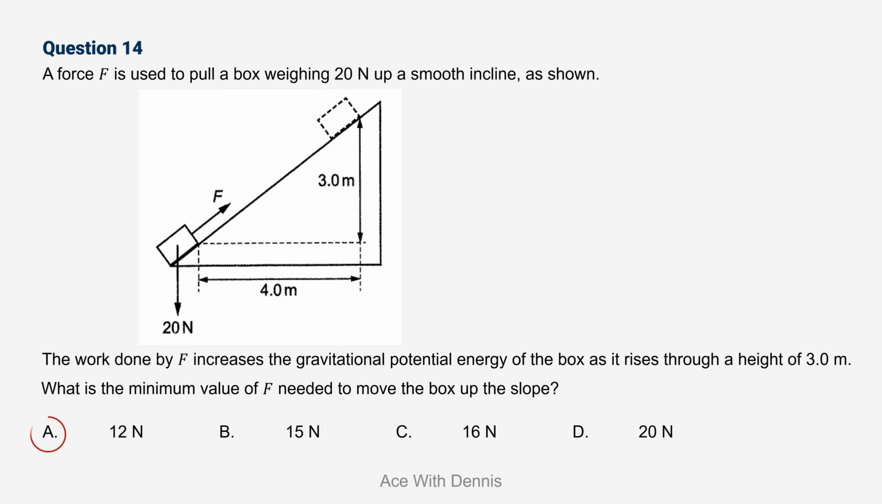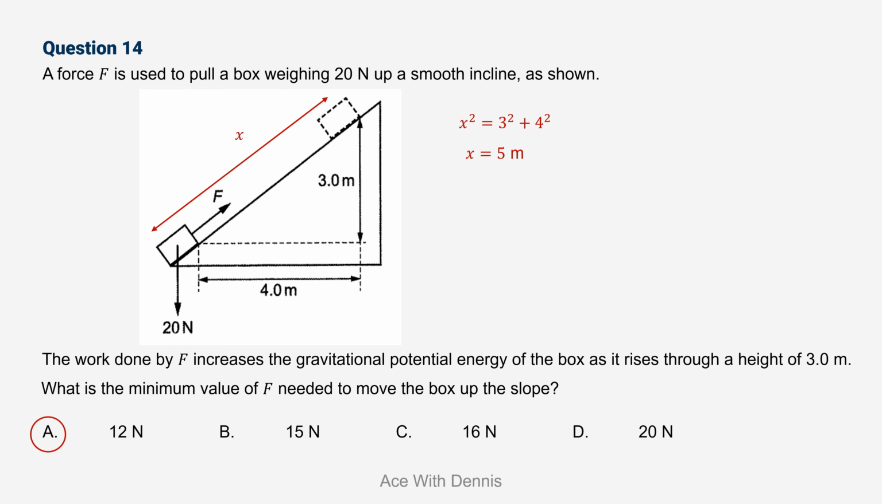The answer is A. 12 newtons. So first we need to know what is the distance traveled by the box along the slope. So let's label this distance as x. Since this is a right angle triangle, we can apply Pythagoras theorem. x squared equals 3 squared plus 4 squared, which gives us 5 meters.